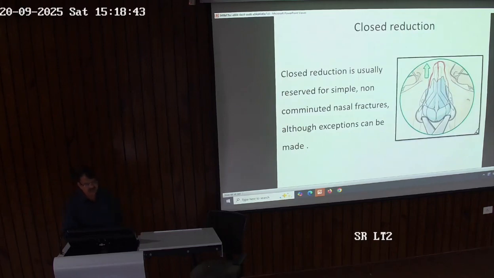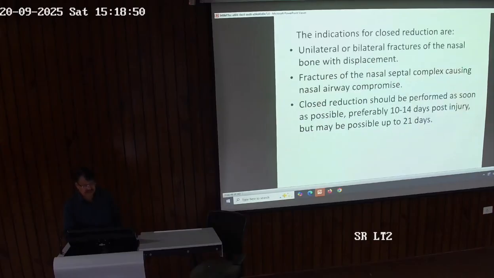Closed reduction is usually reserved for simple non-comminuted nasal fractures. The indications for closed reduction are unilateral or bilateral fracture of the nasal bone with displacement.